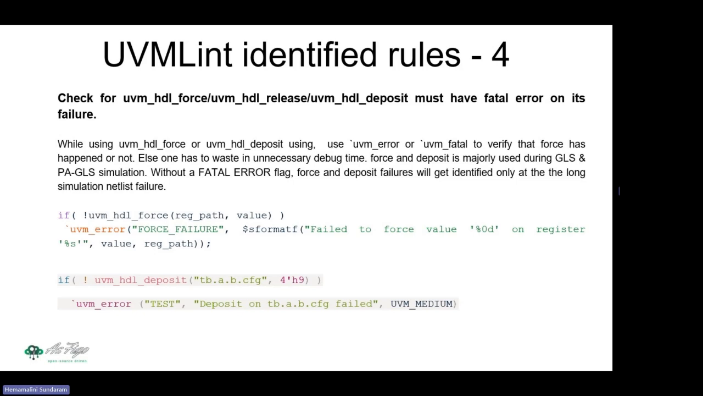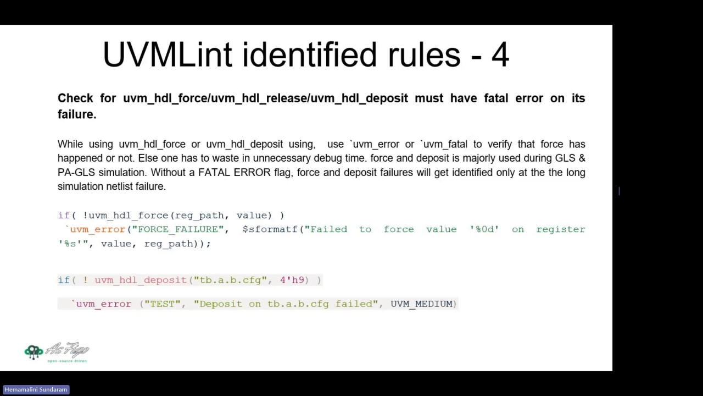Issue number 4 is that the UVM HDL force, HDL release and deposit must have a fatal error on failure. Currently, probably it was not there or it was not recognized. So while using HDL force or HDL deposit, use UVM error or UVM fatal to verify whether the force happened or not. Else, we have to waste time in debugging. Force and deposit are majorly used during GLS and PA-GLS simulation. Without a fatal error flag, force and deposit failures are found only at the long-running simulation netlist failure.